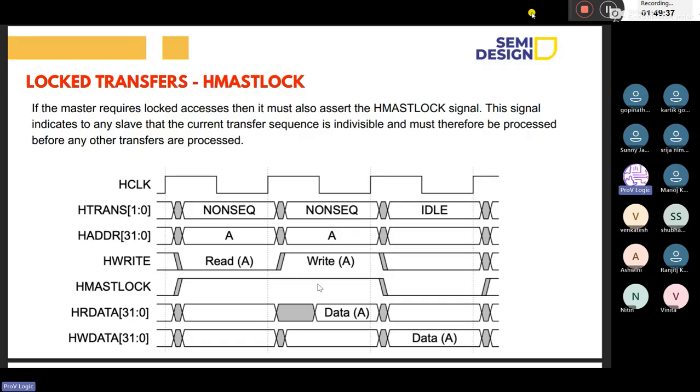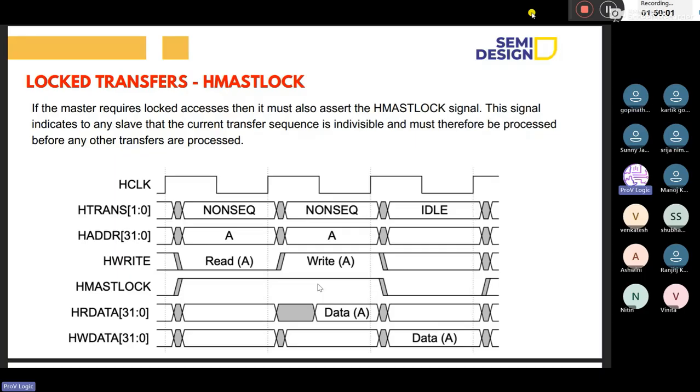In the same way, a DMA controller transferring multiple packets as one unit. To prevent bus switching during such critical operations, the master uses the HMASTLOCK signal here. Okay, clear everyone?